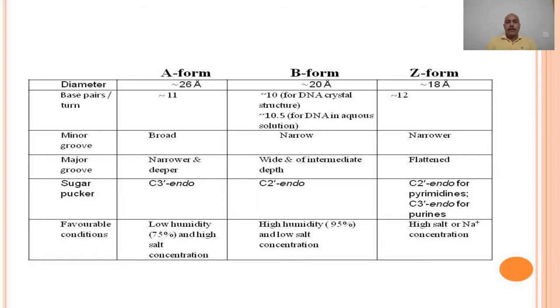Another important point we can consider is humidity, that means the water content. When it remains high along with the DNA, it assumes the B form. When the humidity is lowered, or you can say the salt concentration is increased, in that case it assumes the A form and Z form.